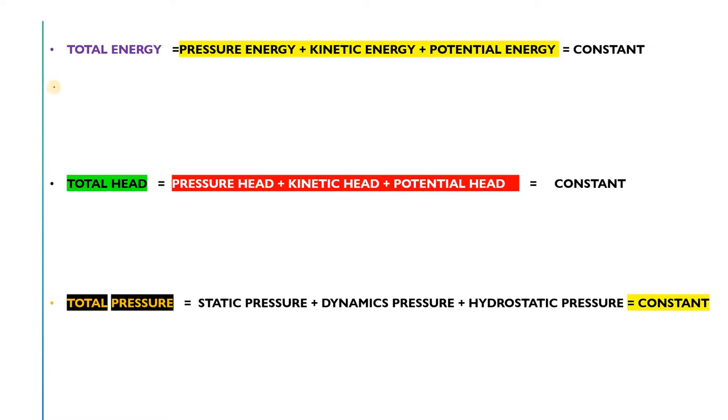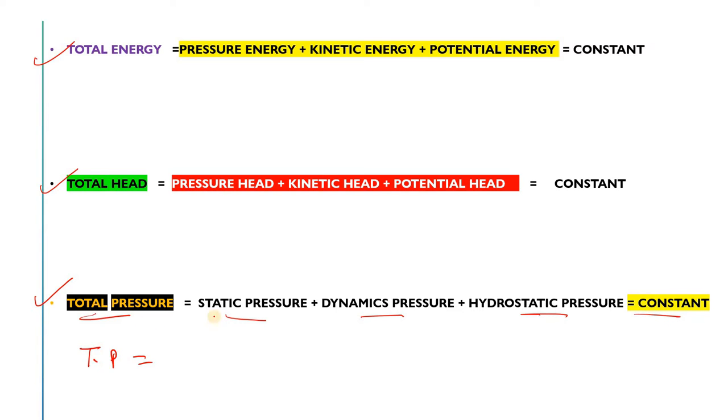You can express Bernoulli's theorem in three forms: total energy, total head or total pressure. By these three terms, you can express Bernoulli's theorem. First of all, we will express Bernoulli's theorem with respect to the total pressure. Here I have written that total pressure is static pressure plus dynamic pressure plus hydrostatic pressure, which is equal to a constant at any point. Are you getting my point?